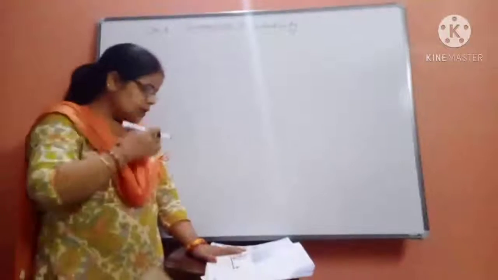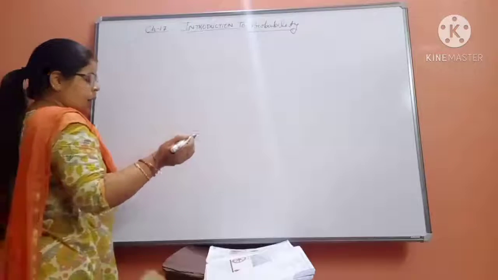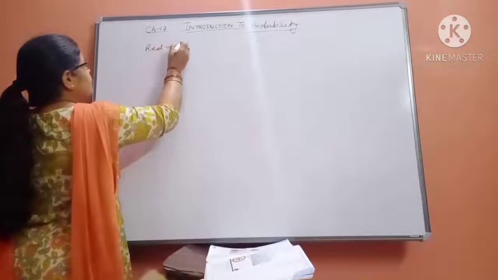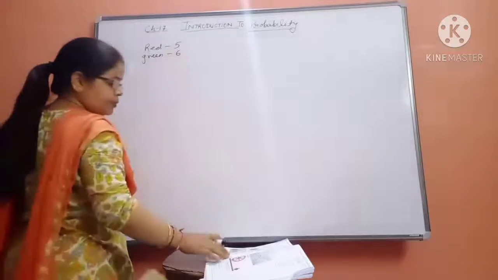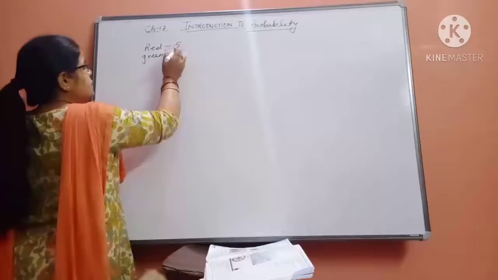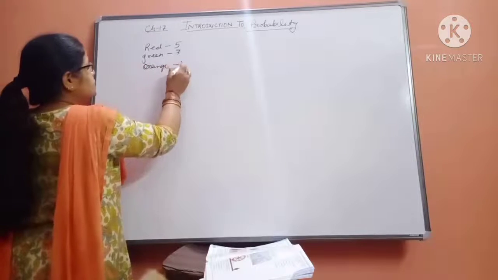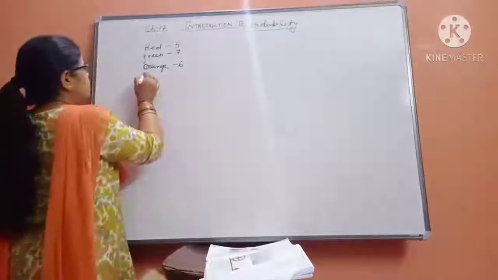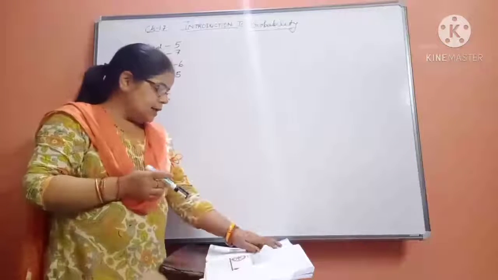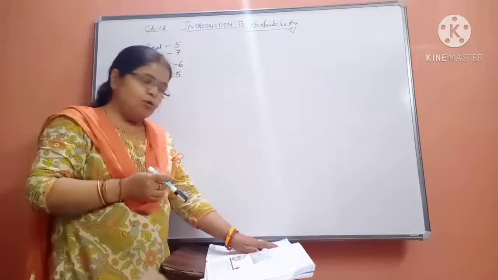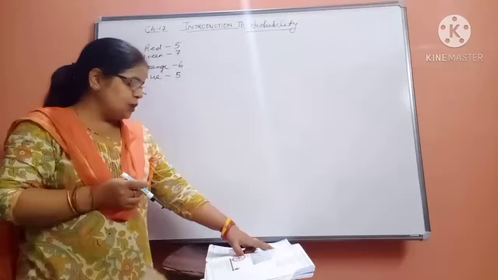See what the first question is. A jar contains 5 red, 7 green, 6 orange and 5 blue balls. I am writing on the board: red balls are 5, green are 7, sorry, and orange are 6, and blue is 5. Now understand the question. If a single ball is drawn from the jar, what is the probability of choosing one red ball?